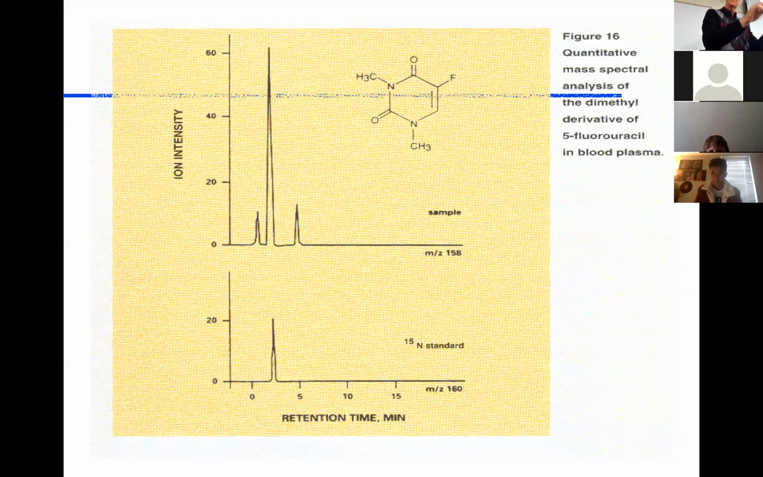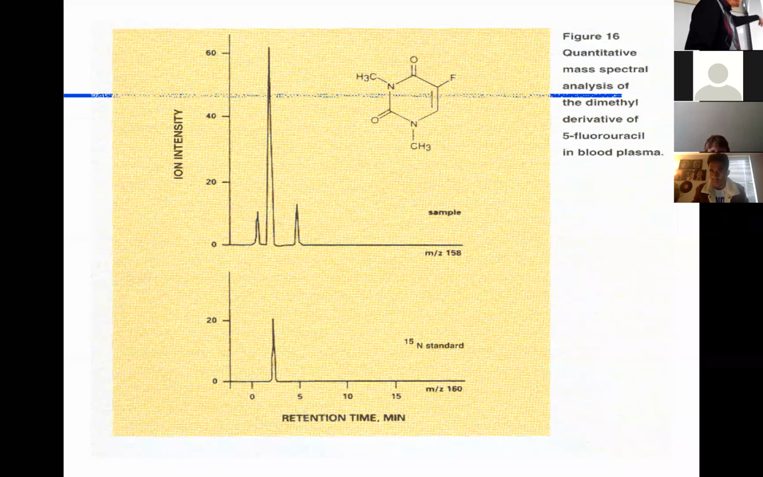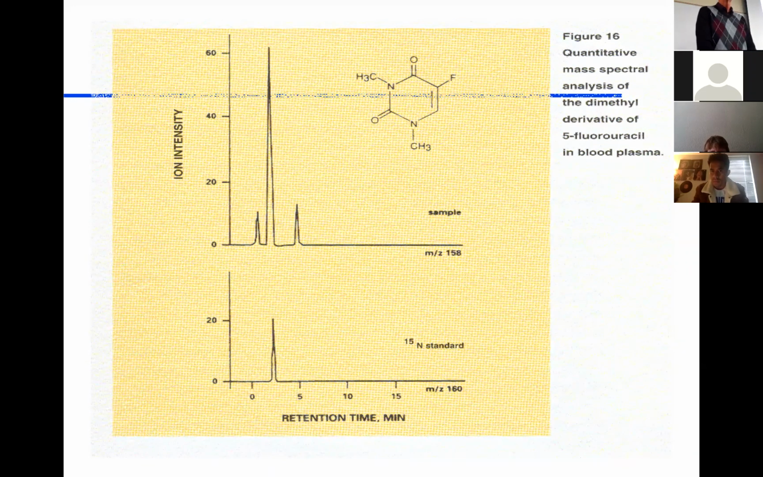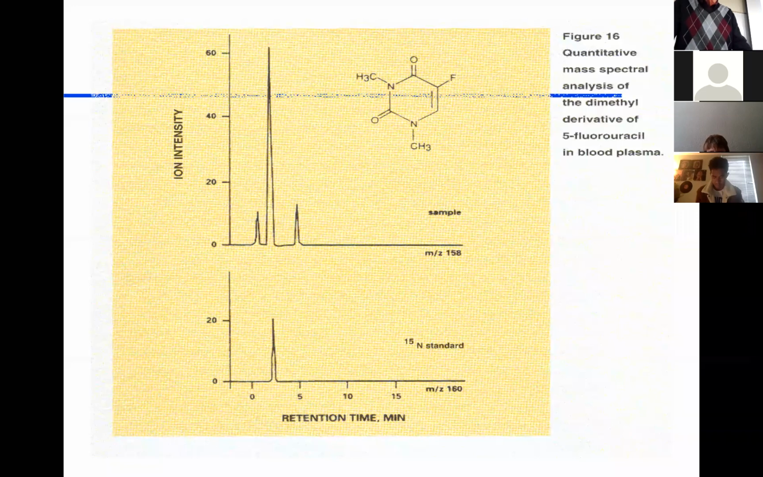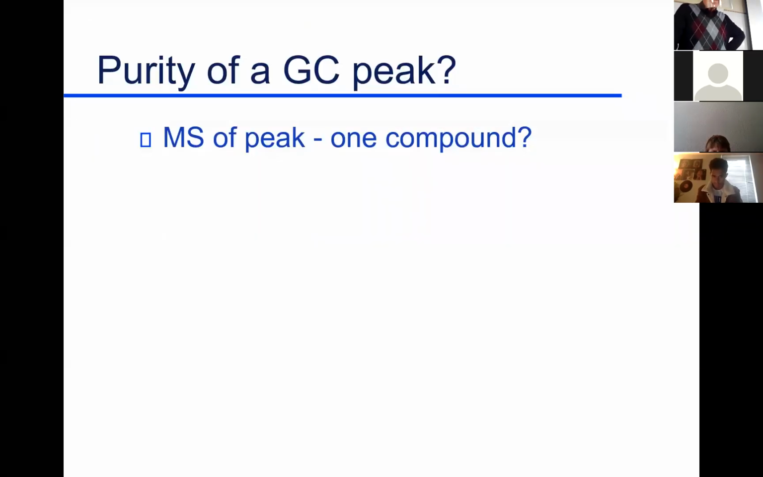And then right underneath it, we're going to tell it, look for the one mass unit bigger. And that's what we have here. Here's your N15 standard, and the one right above is your nitrogen 14 sample. So it's a marvelous internal standard. There's just no better way to do this than this type of analysis. So, spiking with labeled isotopes.